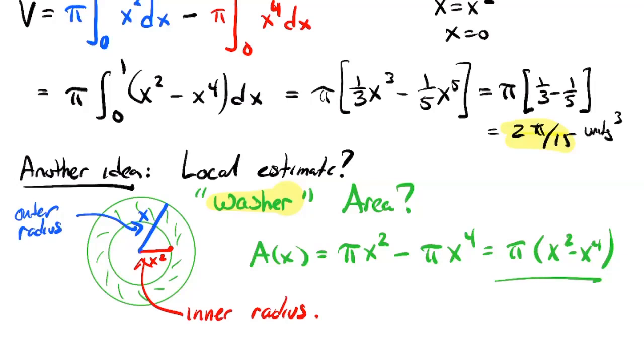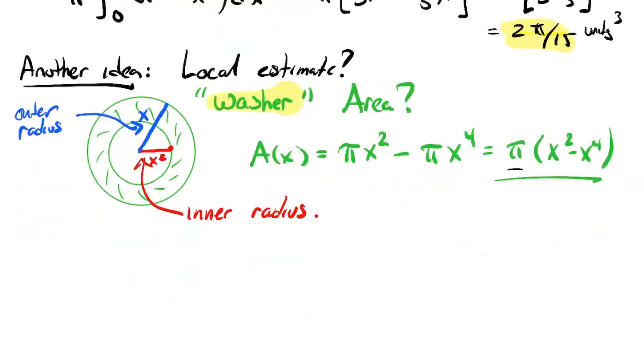Yeah, and the idea is that if you want to find the cross-sectional area, you take pi and you multiply it by the outer radius squared minus the inner radius squared. Integrating that from a to b will give you the volume of the resulting solid. Let's summarize that.